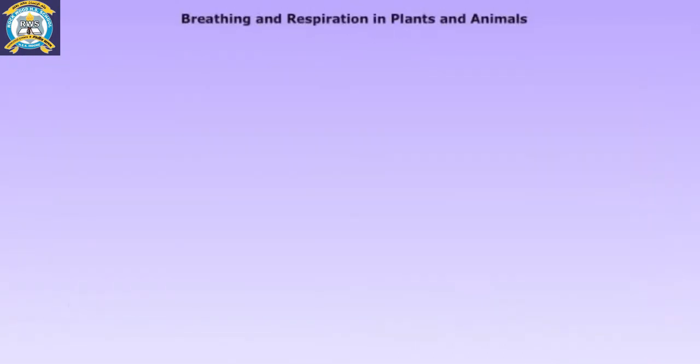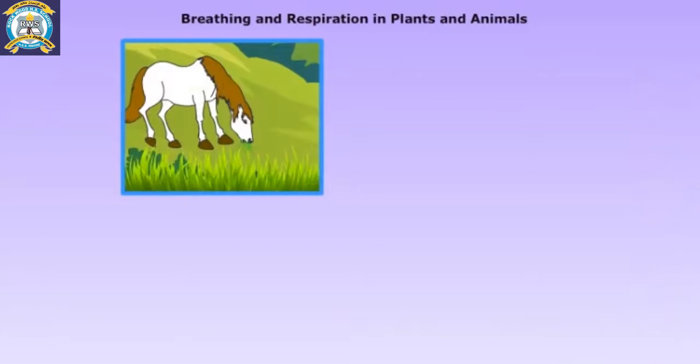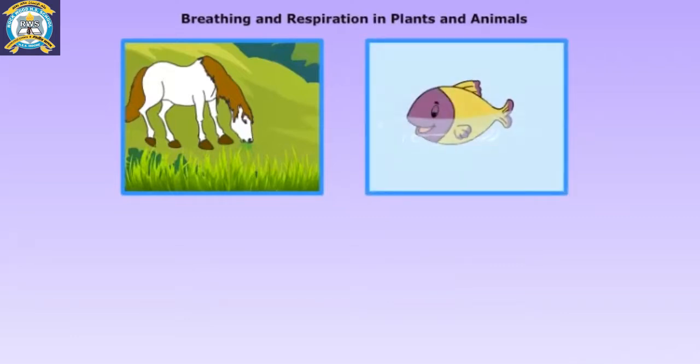Respiration is the process by which animals and plants take in oxygen from the air and give out carbon dioxide. Terrestrial animals such as horses breathe through their lungs, and mammals breathe through their nose and lungs. Aquatic animals such as fish live in water and take in the oxygen that is dissolved in water.